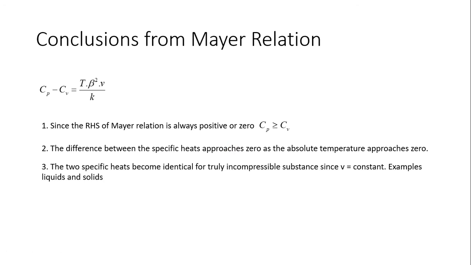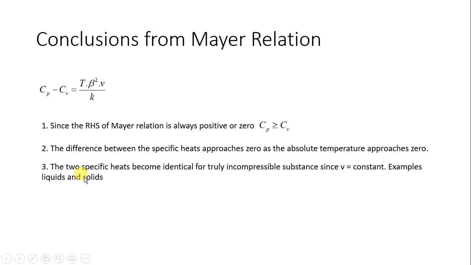Now the third conclusion. The two specific heats become identical for a truly incompressible substance, since volume is constant. Examples are liquids and solids. We have a separate module on compressible fluid flow. What do you mean by compressible flow, and what do you mean by an incompressible flow or substance? That we will see in detail in that module.